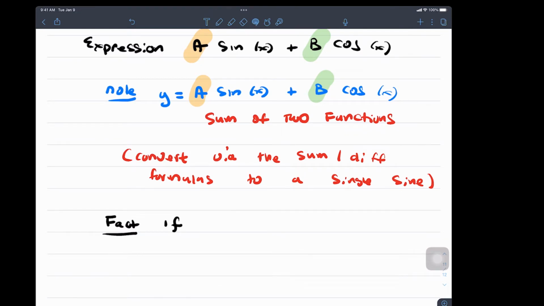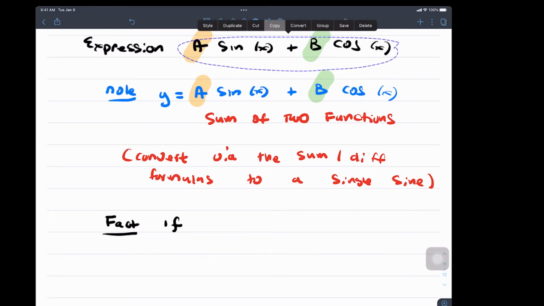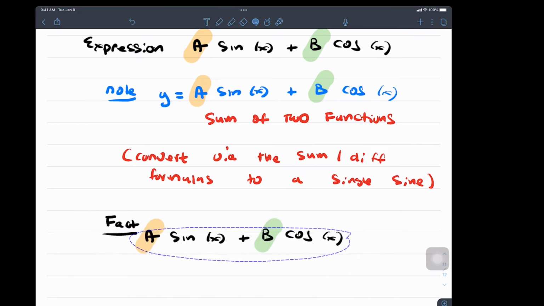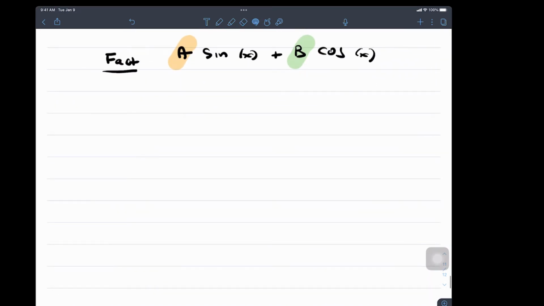If, well, get rid of the word if. This statement is equivalent to, how does your book want to write it? K sine x plus phi.